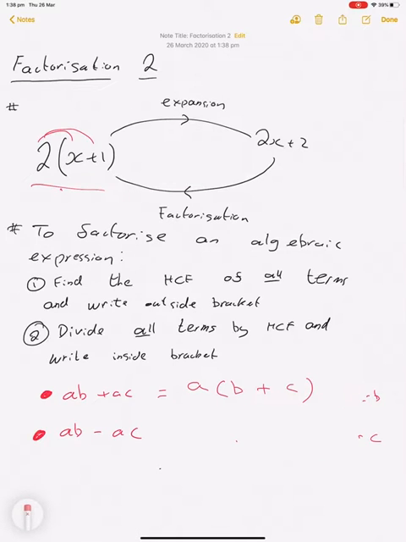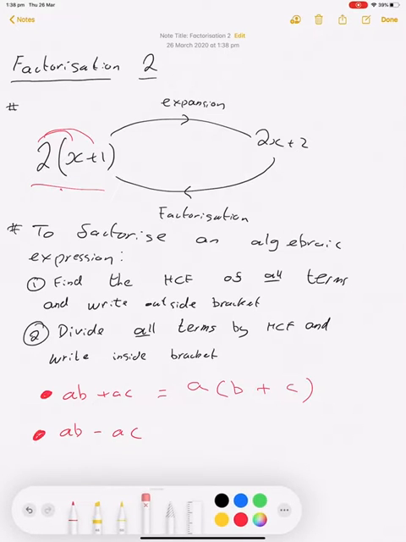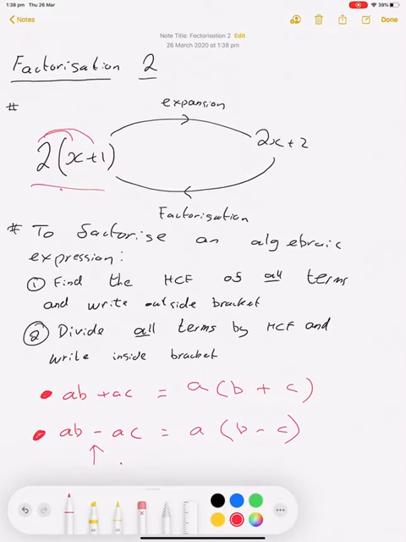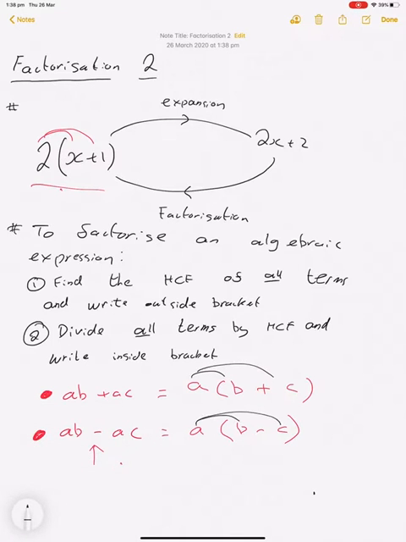Now, I would like you to have a go at the second factorisation. Pause the video. Hopefully you've done that now. The highest common factor of ab and ac is a again. If we divide both terms, we get b minus c. We can check to see if we are right by multiplying out. If we multiply out here, we get ab subtract ac.